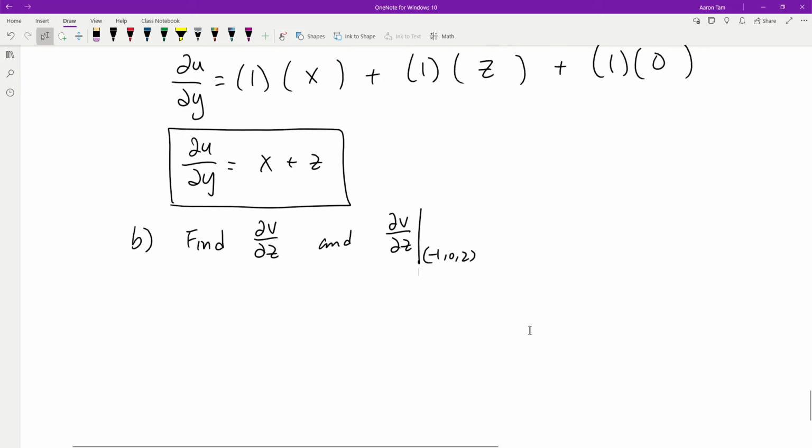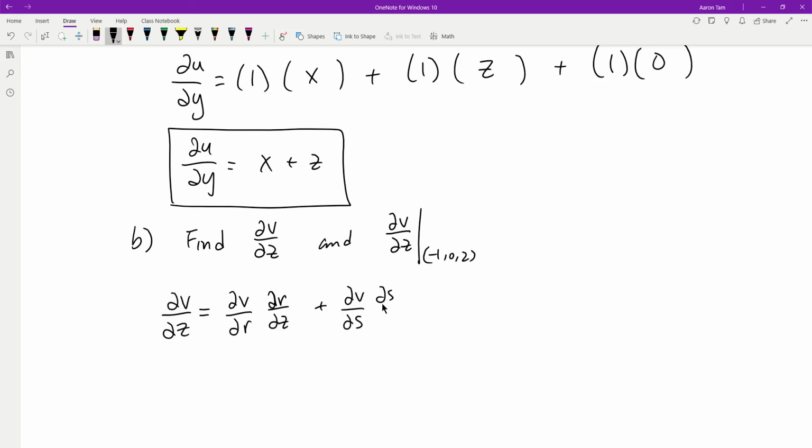Okay, so now let's try to do this. The first thing I'm going to do is find dv over dz. I strongly recommend that you pause the video and try to write out the formula yourself first before you see what I'm writing out. Okay, so go for it. Of course, I'm going to continue. So dv over dz would equal dv over dr times dr over dz, plus dv over ds times ds over dz, plus dv over dt times dt over dz.